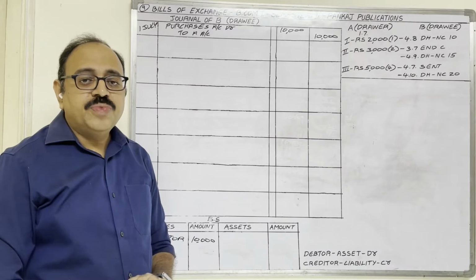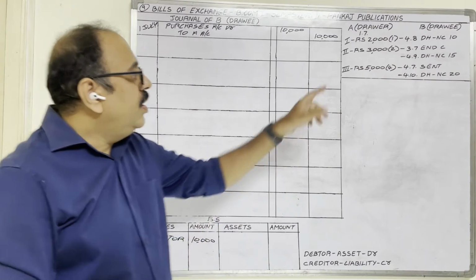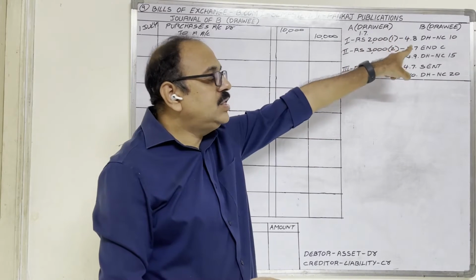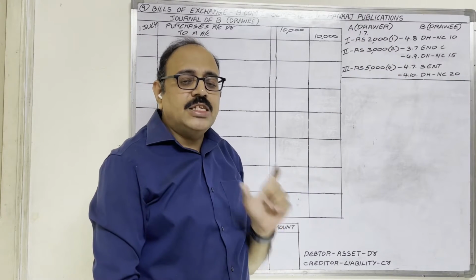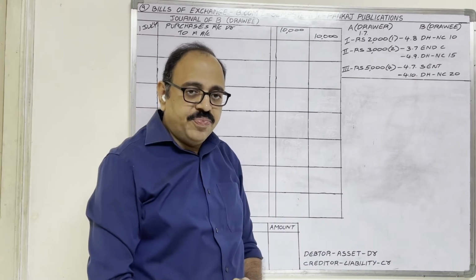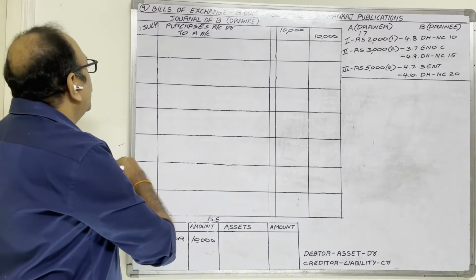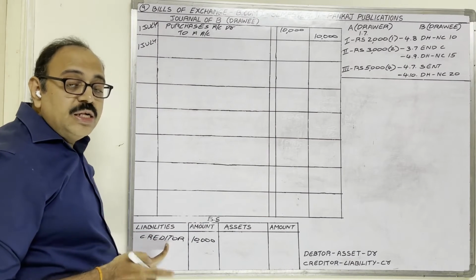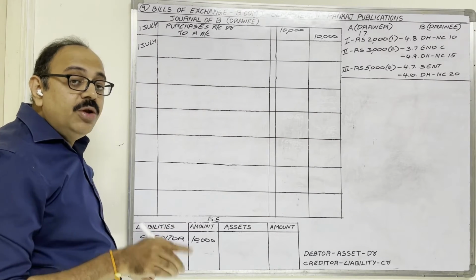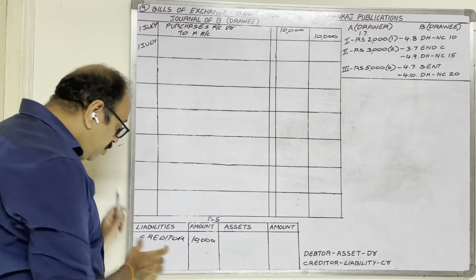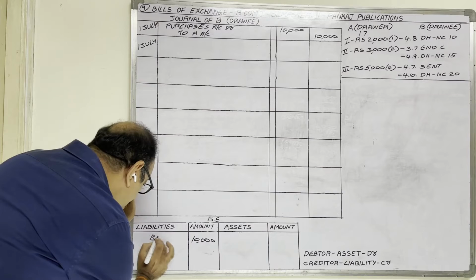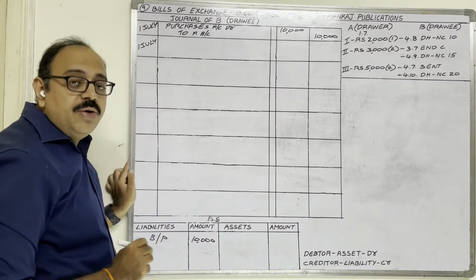Next entry is for giving acceptance. A prepared 3 bills. On 3 bills, B is giving acceptance. For this acceptance, now we have to write the second entry. Date is 1st July. See, A is a creditor. Now the same creditor liability is converted into another liability known as bills payable. So in our books, creditor liability we have to cancel, and a new liability known as bills payable we have to create.